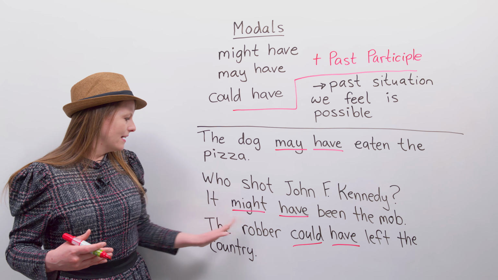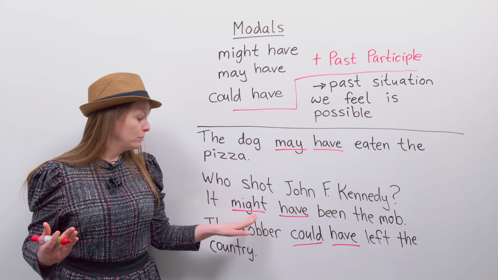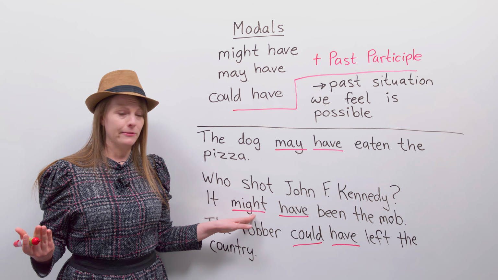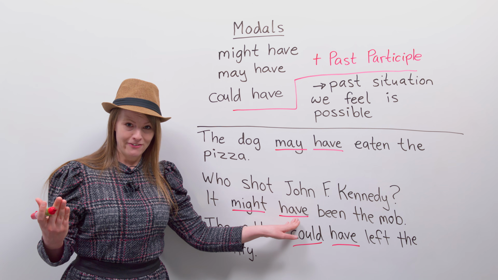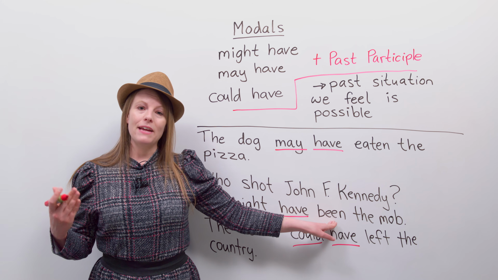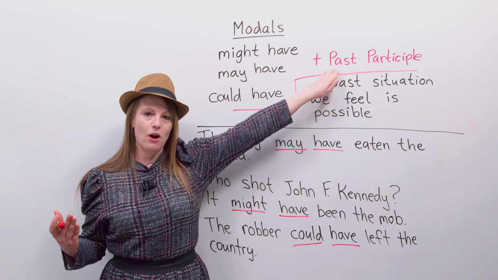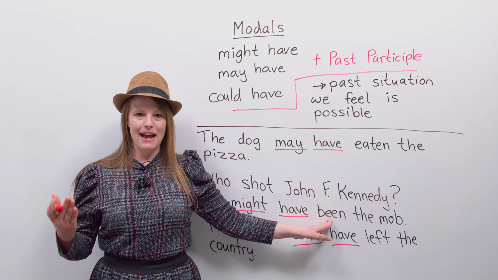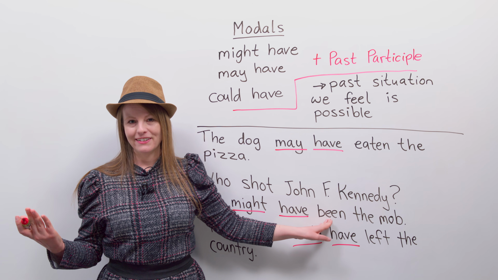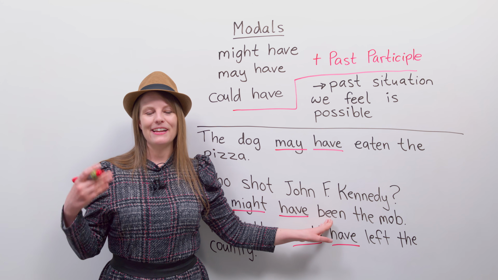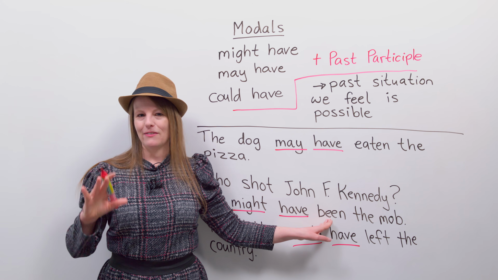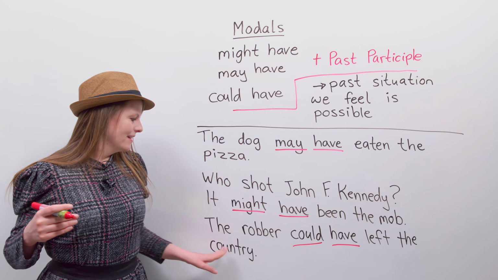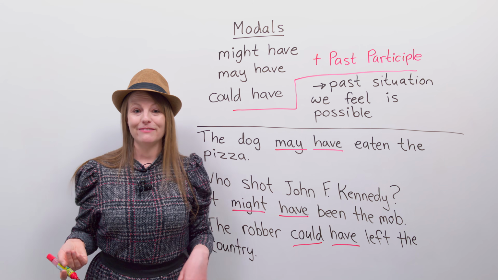And again, we have might. We could put may here. We put could. All of these are possible. And then we have our past participle, been. Been is the past participle of what verb? Be. So be is the infinitive. Been is the past participle. Okay, let's look at another example.